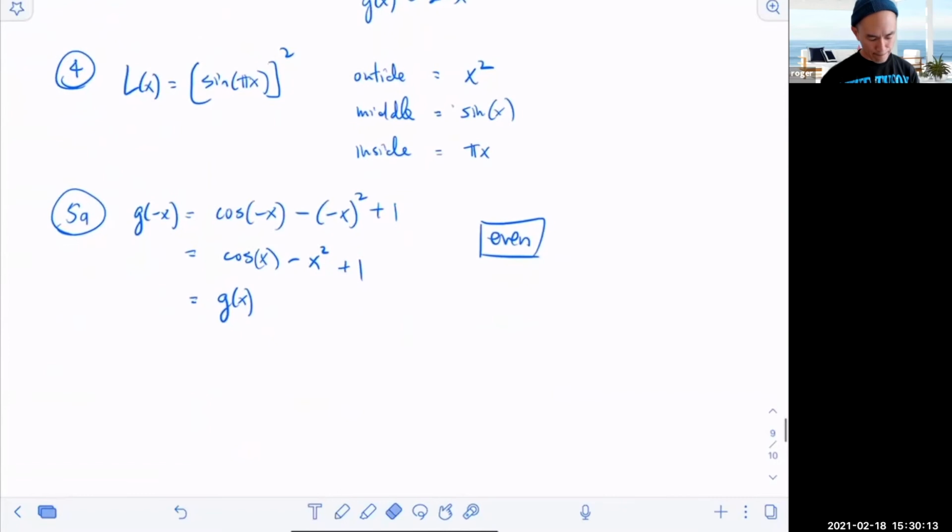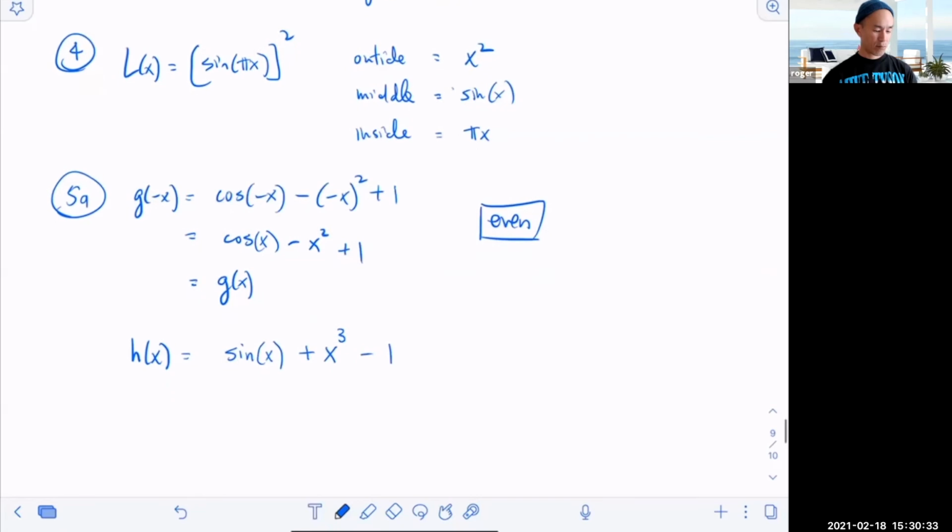Let's do h of x equal to sine of x plus x cubed minus 1. Call this guy 5b.